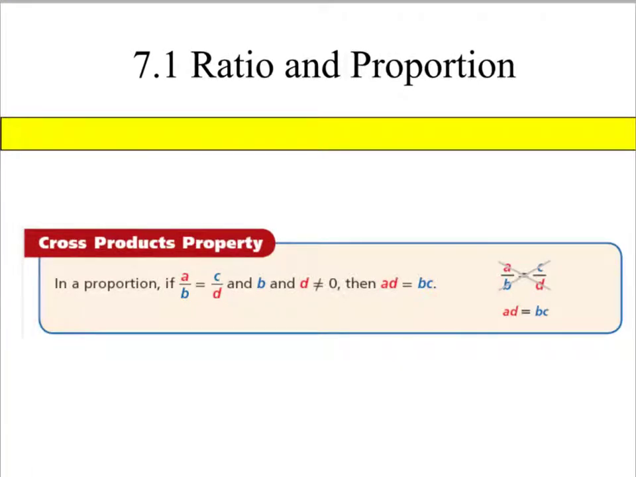All right. I'm sure you have seen this before. This is the cross products property. I'm sure you've seen it in several different classes, but just write it down, a little refresher, so you remember. Again, cross products property: you multiply across. You multiply your extremes, and you multiply your means together. Multiply both across.